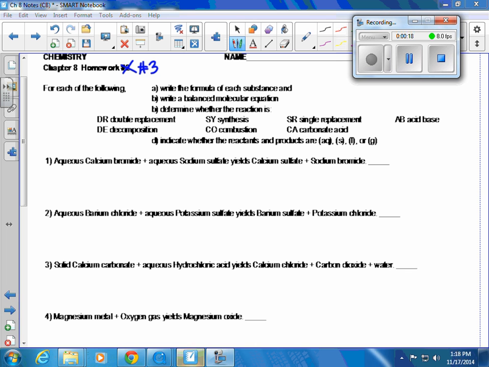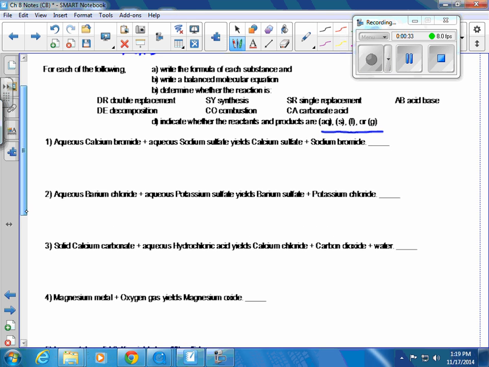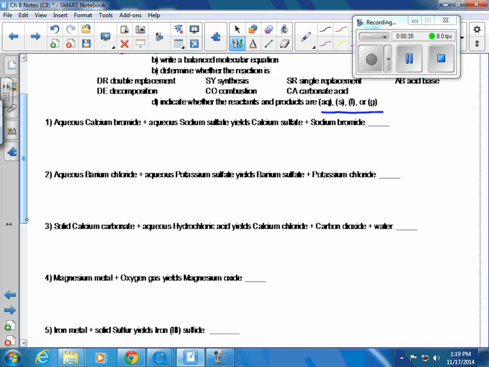We're going to be doing the same exact thing that you did in homework 2. However, the only difference on this one is that you are going to be writing our phases. You are going to be predicting if the products are aqueous, solid, liquid, or gas, whereas in the last homework, it said it all in the wording. And so on the left-hand side, it'll tell you what the beginning phase is, but then at the end, you have to figure that out.